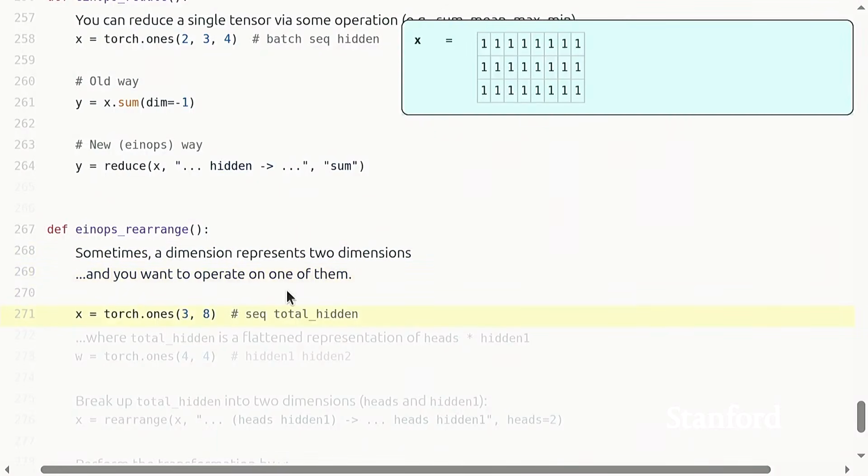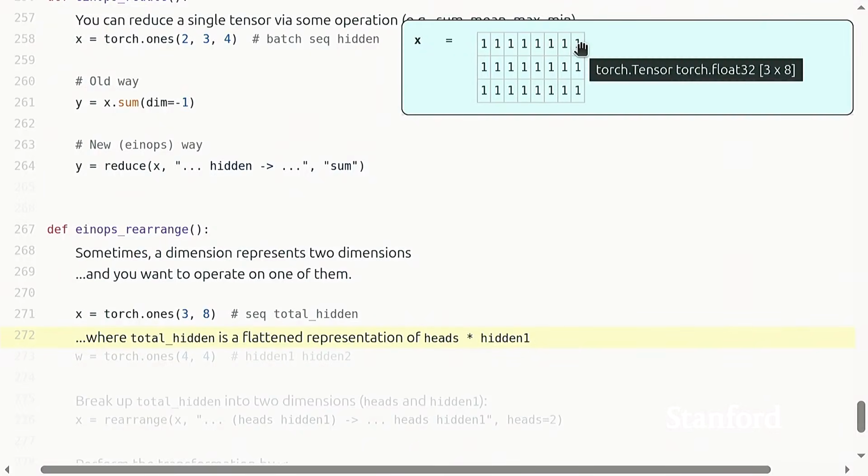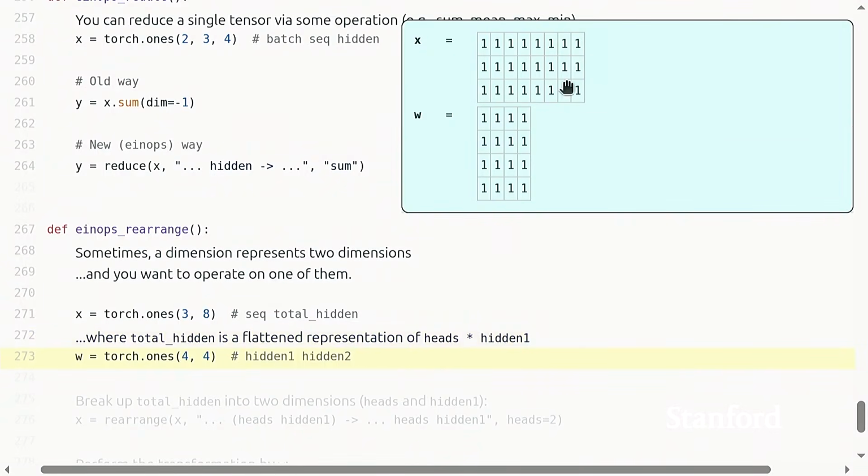So here's an example. Suppose I have a 3 by 8 matrix. So it's seq by total hidden. But secretly, total hidden is actually a flattened representation over heads times hidden 1. These are just names of dimensions. Really each row of this is like a 2 by 4 matrix is the way I should think about it. And I want to multiply each of those two secret 2 by 4 matrices by this 4 by 4 matrix, and I want to put it back into the flattened form.